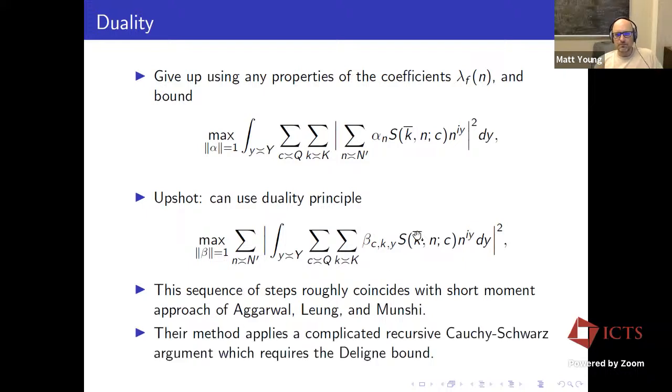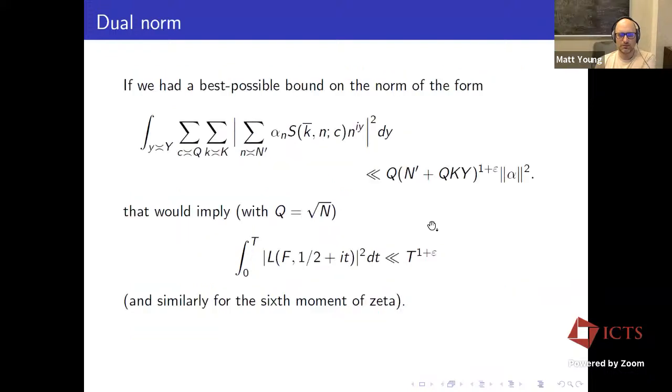Now, what the previous authors did was square this out, use Poisson summation, and then they started using a recursive Cauchy-Schwarz argument, and then they used the Deligne bound. We found an alternative route that doesn't follow those steps that I think is simpler in a lot of ways. But before we head off into that, I wanted to point out something.